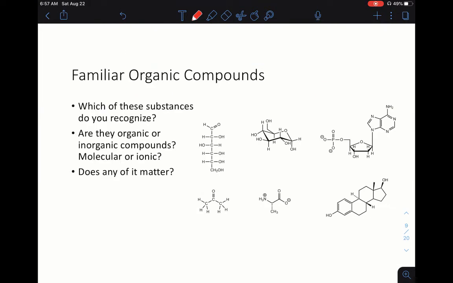We'll begin our study of organic compounds with a few familiar molecules. Do you recognize any of these? How would you classify them? Are they organic or inorganic? Are they molecular or ionic? And does any of it matter? Take a moment, take a look, see what you can come up with.